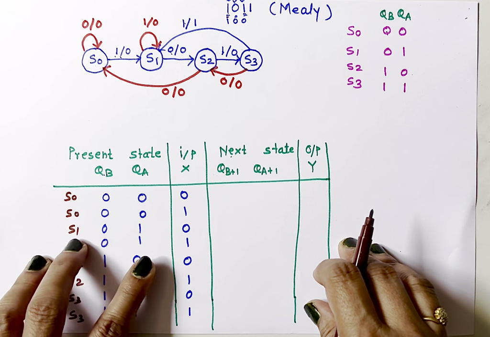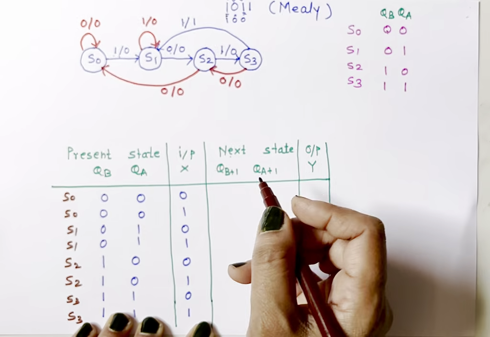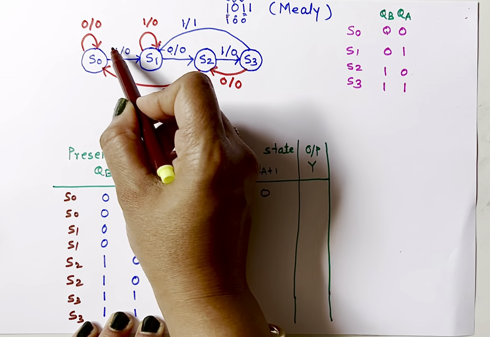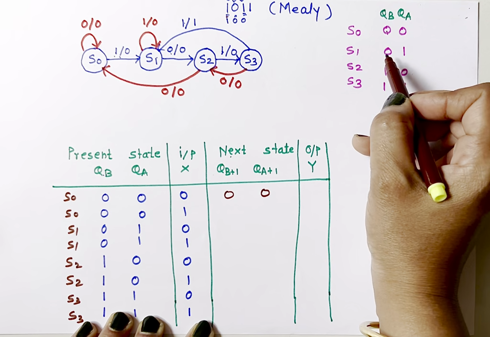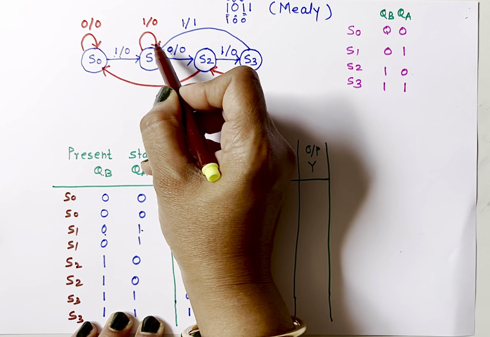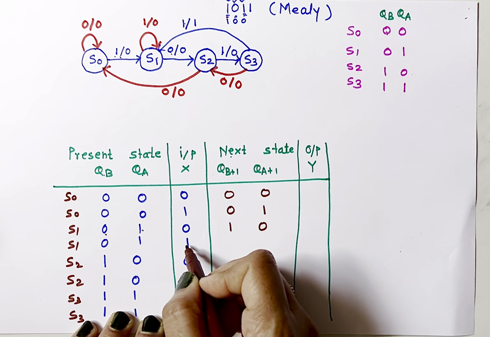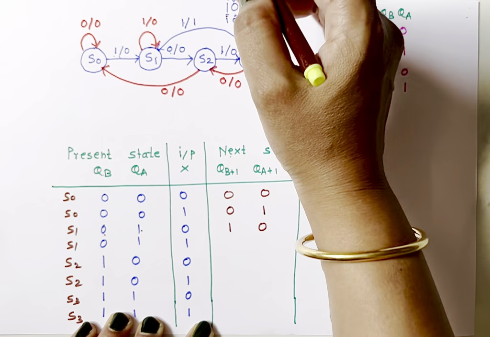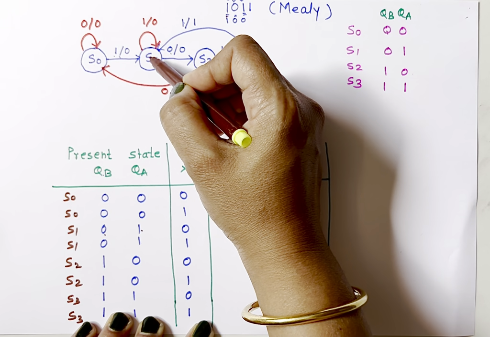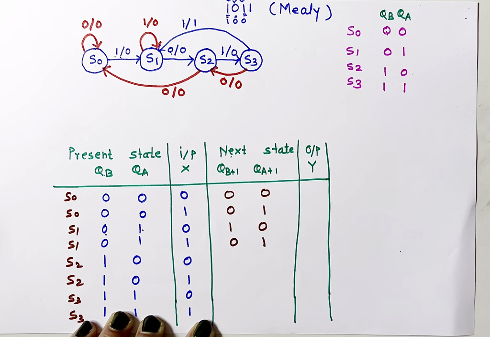So when my present state is S0 and my input is 0, then next state is again S0. That is 00. Present state S0, input 1, then next state is S1. S1 is 01. Present state is 01, that is S1. If input is 0, then next state is 10. Present state 01 and input is 1, then next state, it will remain in the same state S1. So 01.